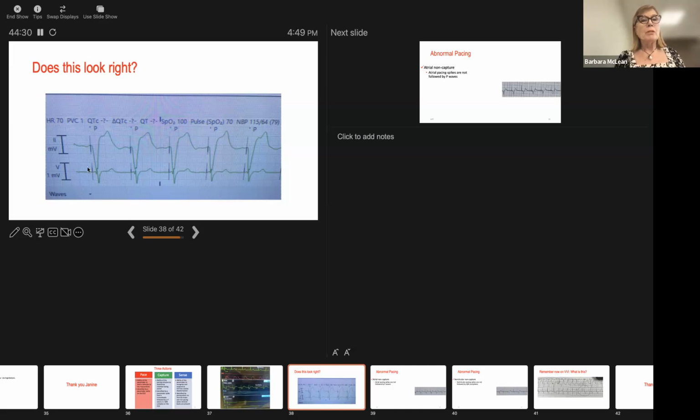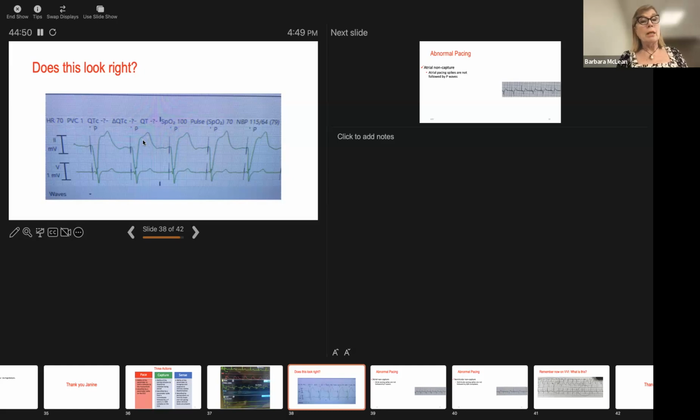Okay, so then my next question is, am I seeing an atrial spike here and a ventricular spike here? I'm seeing the atrial spike here because the lead is closer to the atria and to where the atria is firing. And then I'm seeing the ventricular spike here. I don't have the answer.